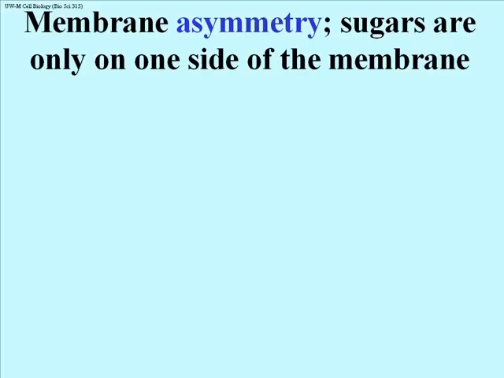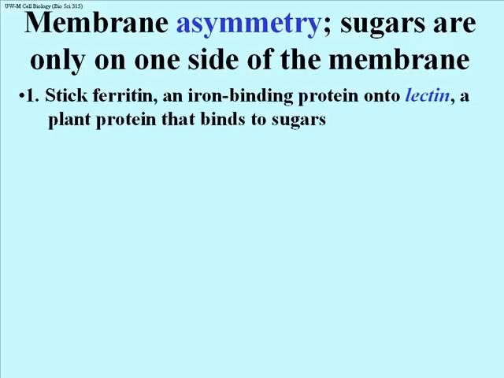So let's take a look at how one demonstrates this membrane asymmetry, structural asymmetry. It is possible to stick ferritin, now that's an iron-binding protein. There are small amounts of iron in living systems, including ourselves, and we would not be wanting to have little iron filings floating around in our blood, so the iron ions are bound to a protein called ferritin for delivery to wherever they have to go. If you stick ferritin onto a lectin, that's a plant protein that binds sugars, there's a lectin called ConA, concanavalin A. We'll see it spelled out in just a moment.